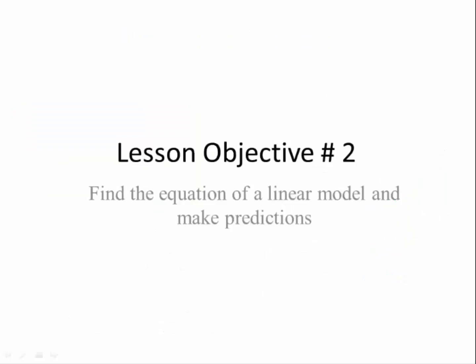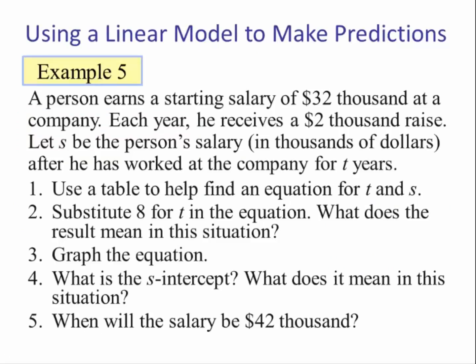Lesson objective number 2. Example 5. A person earns a starting salary of $32,000 at a company. Each year he receives a $2,000 raise. Let S be the person's salary in thousands of dollars, that's the units, after he's worked at the company for T years. So we have 2 variables, S and T. T is the independent variable, and S is the dependent. And the reason why is that salary depends upon how many years.